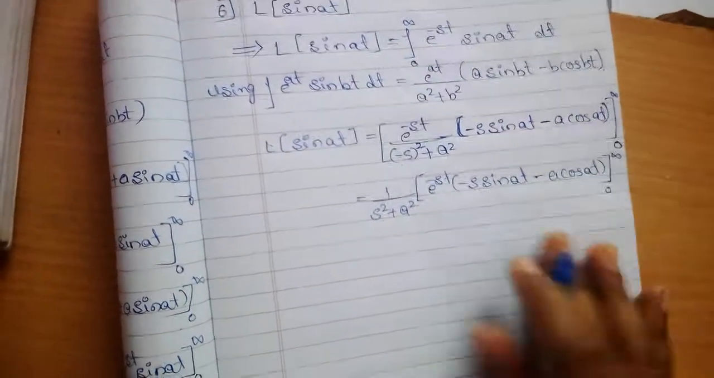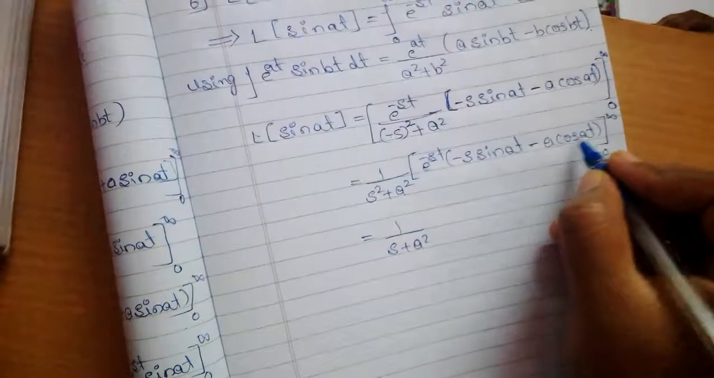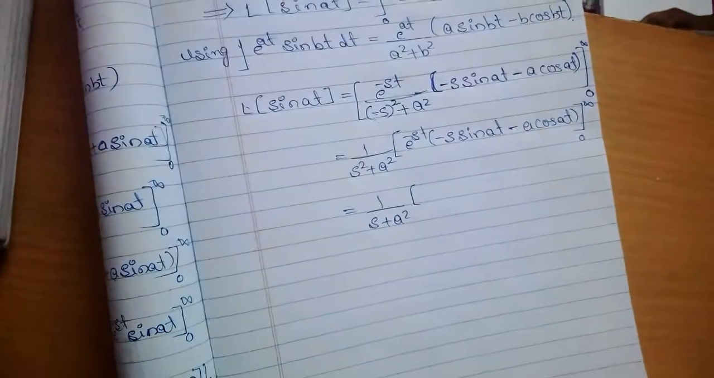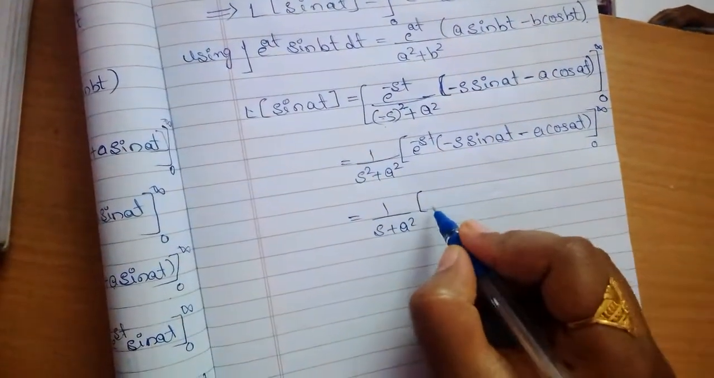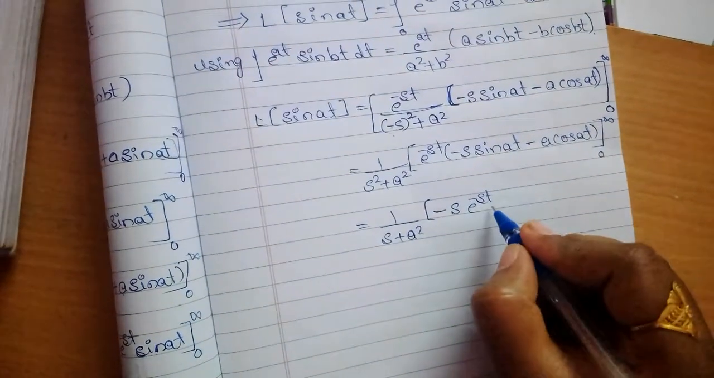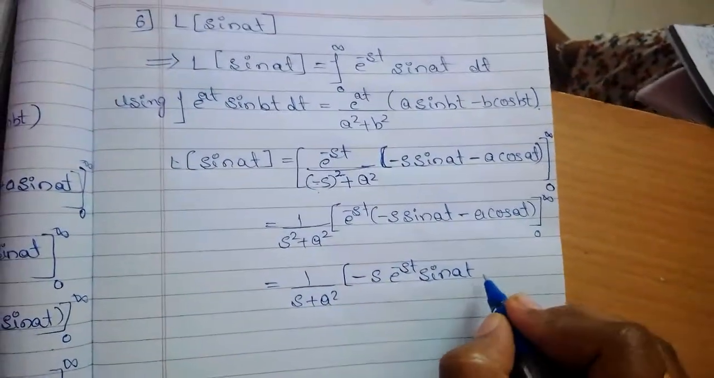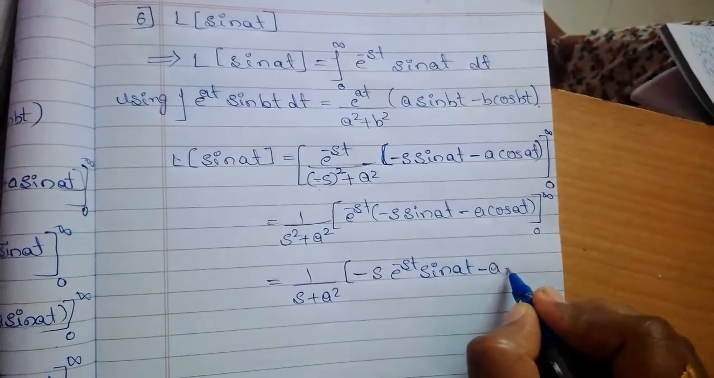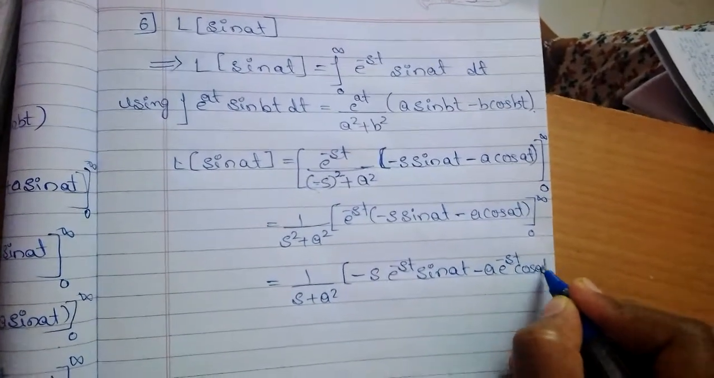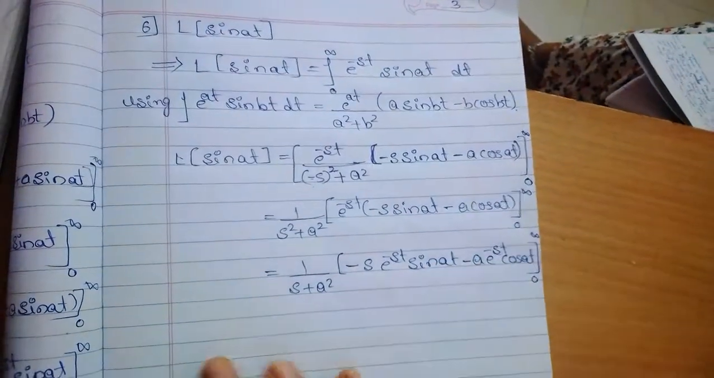Before applying limits, here I am multiplying this e raised to minus st to both these terms to avoid any confusion while applying these limits. Here minus s into e raised to minus st, remaining is sin at, minus a into e raised to minus st cos at, limits from 0 to infinity. Everything is over here.